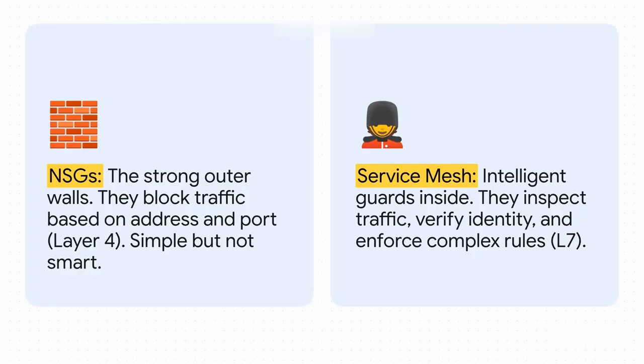Network security groups, or NSGs, are like your big, strong outer walls. They're great at blocking things based on simple stuff like an address or a port number. But for the really smart security, you need a service mesh. These are like the intelligent guards patrolling inside the walls. They can look at the traffic itself, demand to see ID from both sides with things like mutual TLS, and enforce way more sophisticated rules.